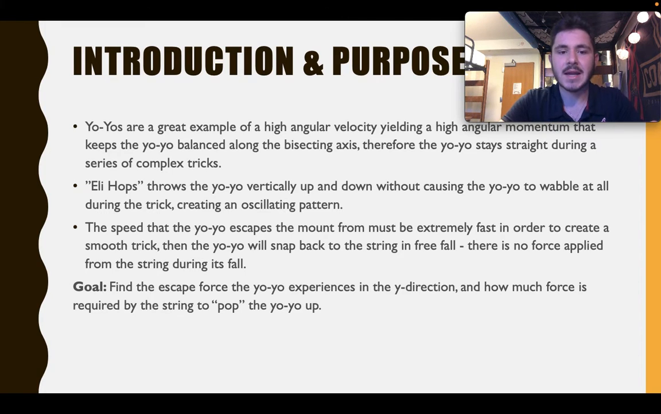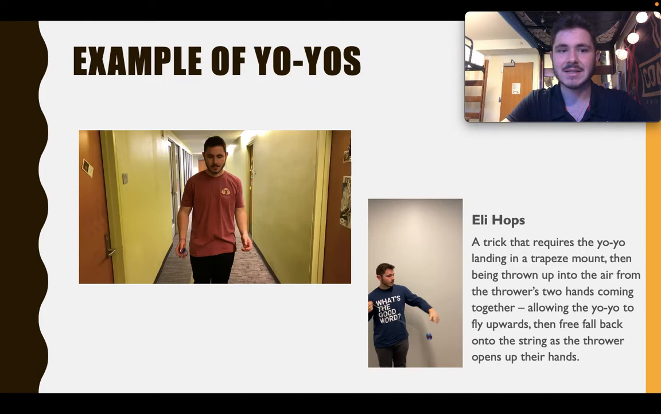And when you look at this from a physics perspective, the speed of that yo-yo has to be extremely fast in order to create the velocity. Therefore, the snap has to be creating a force. So what we're looking for is the force that the yo-yo is experiencing, and therefore what's required to create the pop of the yo-yo. So essentially, the force required for the escape velocity.